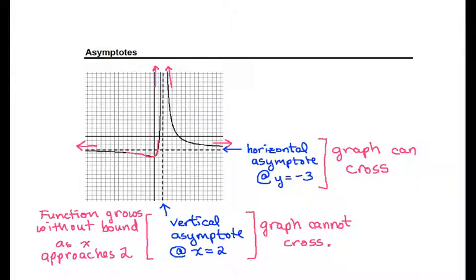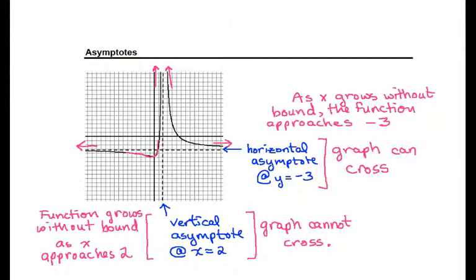So for our vertical asymptote, one way of saying this is that the function grows without bound as x approaches 2. With our horizontal asymptote, what we can say is that as x grows without bound, the function approaches a number, in this case -3. Meaning that there's a constant value that the function is getting closer to as you send x either out to infinity or to negative infinity.